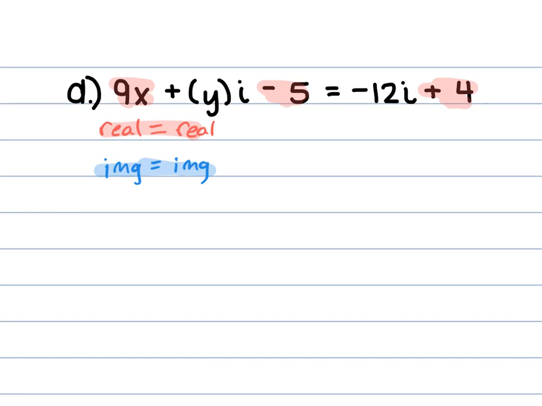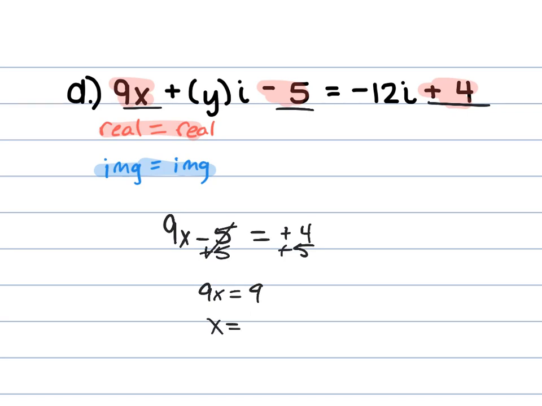Good. These two are on the same side. Those two are on the same side. They're going to stay on the same side. 9x minus 5 is equal to positive 4. Where do I go from there? Add 5, and we get 9x is equal to 9. Divide by 9, and x is equal to 1. There's my real portion right there, dealt with.